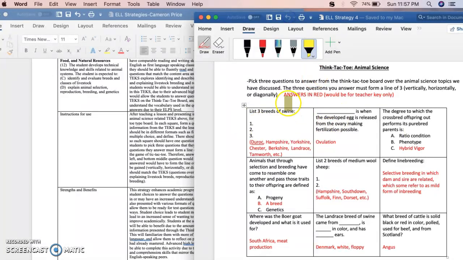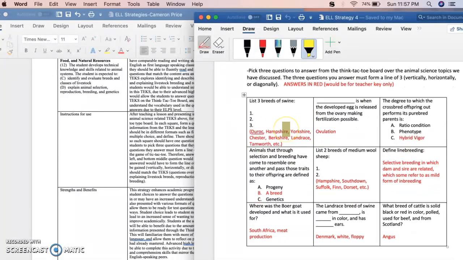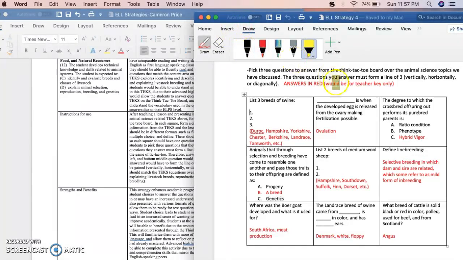So what you do, you pick 3 questions to answer that are in a line, and as a teacher, you can do different questions over your TEKS or whatever topic. In this case, it was breeds of livestock and animal reproduction. So I did, like, list 3 breeds of swine, and the red won't be on their paper, but it's the answer key for the teacher. So like list 3 breeds of swine, they could do that. And if they want to make a line of 3, they could go right here.